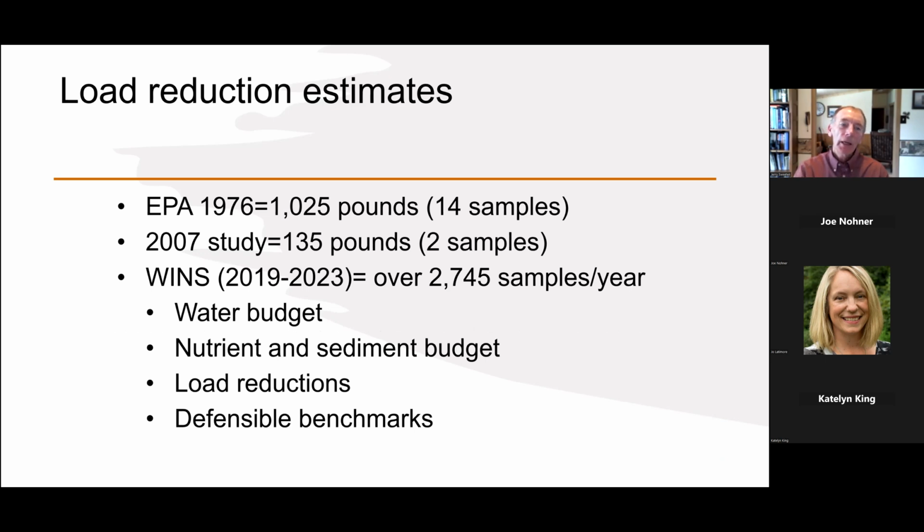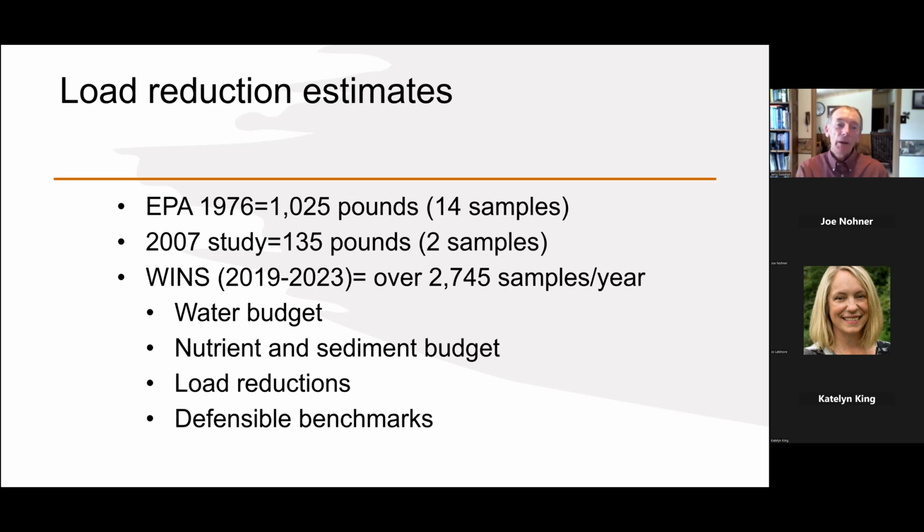A couple other studies: one was done by EPA in 1976, based on 14 water samples, so this was a pretty robust number of water samples for a study back in the day. They were recommending that phosphorus should be reduced by 1,025 pounds. The 2007 study, on their 2 samples, was recommending a reduction of phosphorus of 135 pounds.